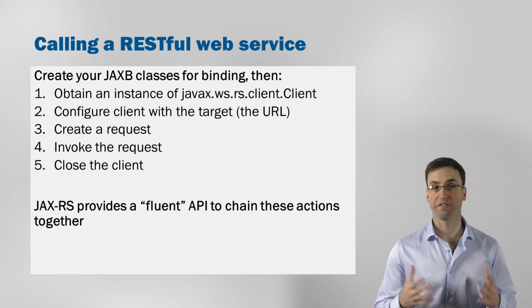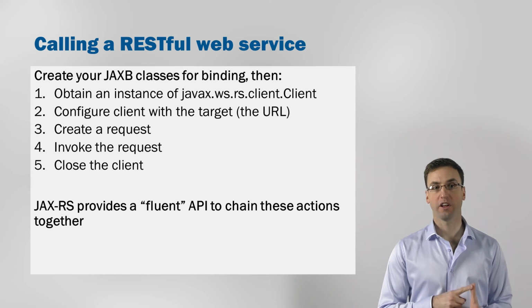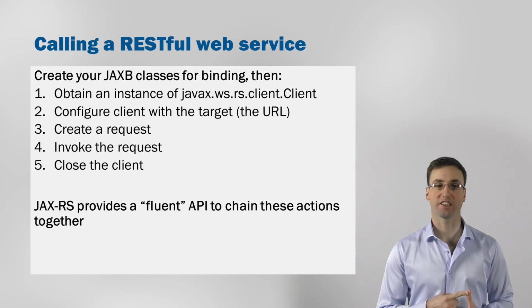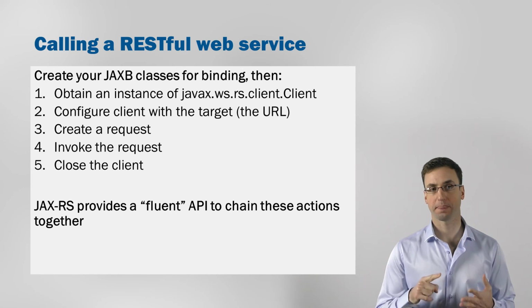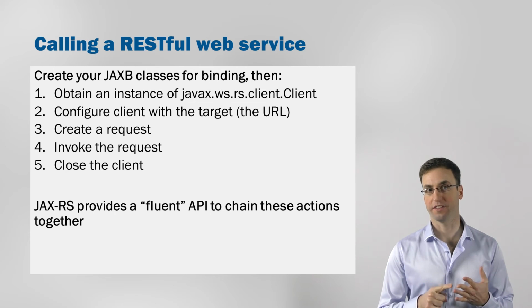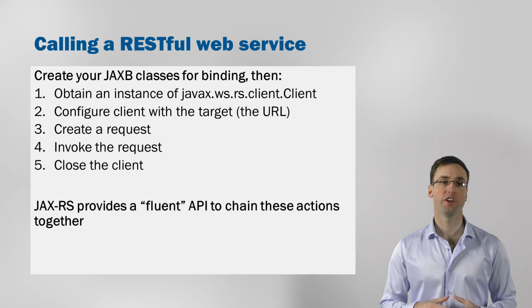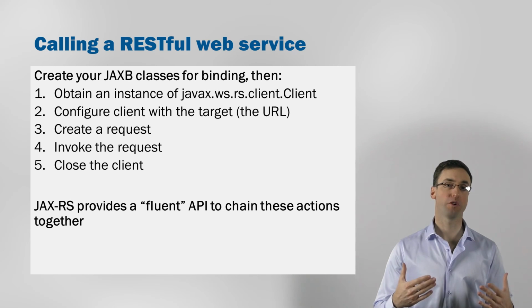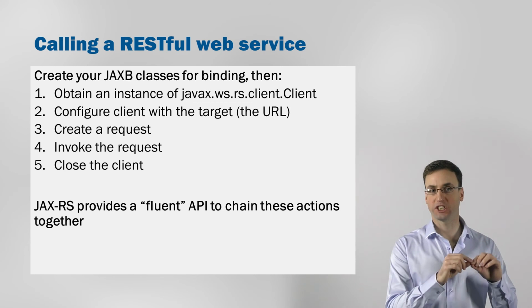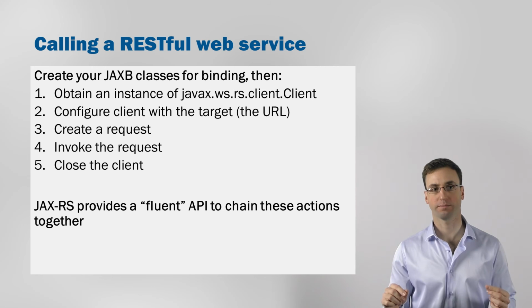To use the client, you follow these 5 simple steps. First, you create an instance of the JAX-RS client. Then you set the URI of the resource. Then you create a request. Then invoke the request. Then when you're done, you close the client. The JAX-RS client uses what is sometimes referred to as a fluent API. Instead of doing those steps one after the other, you can chain them all in a single line.